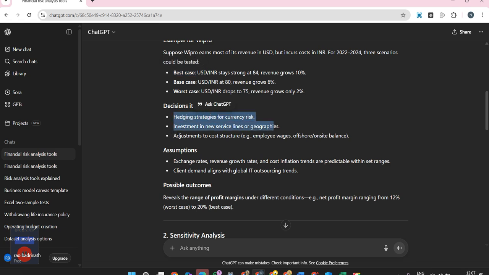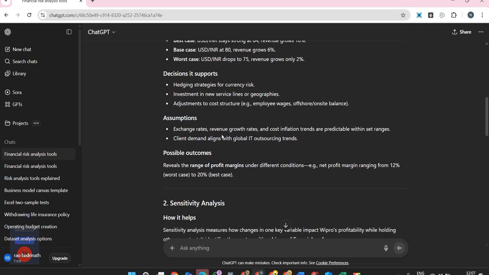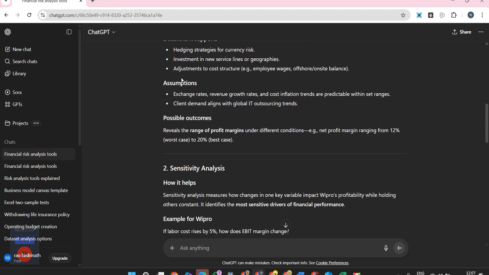And what decisions does it support? Hedging strategies for investment. You can elaborate on it and write about it. And what kind of assumptions it suggests, you can discuss from here.